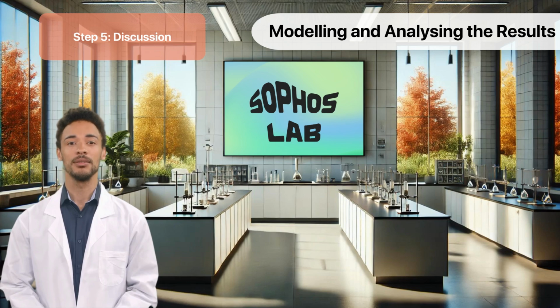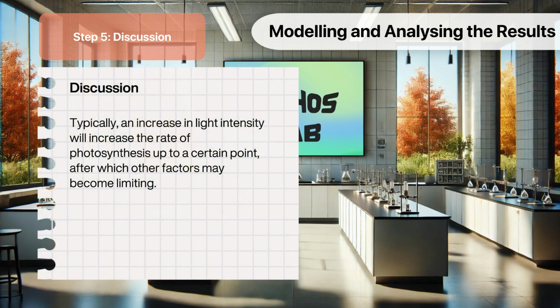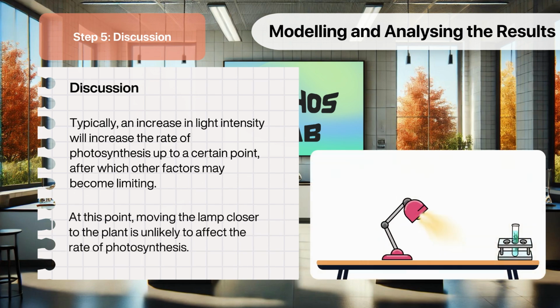Next, we do the discussion. Let's discuss how light intensity affects the rate of photosynthesis. Typically, an increase in light intensity will increase the rate up to a certain point, after which other factors may become limiting. At this point, moving the lamp closer to the plant is unlikely to affect the rate of photosynthesis.